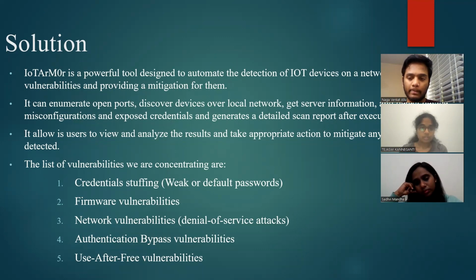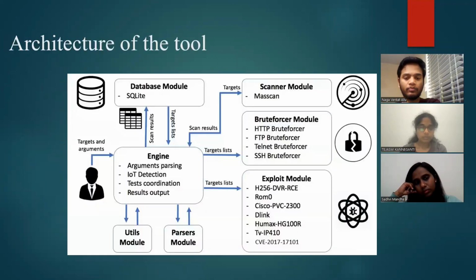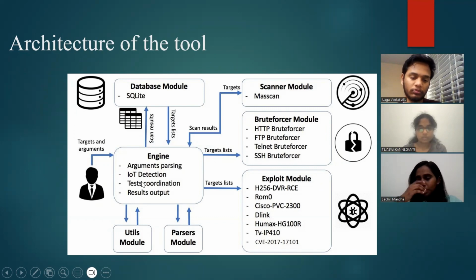And coming to the architecture of the tool, this is the architecture of the tool. Here, starting with the engine, it is the central part of the tool. It coordinates with all the other modules, which includes sending the command line inputs to the util module, routing the data from the scanner module to the parser module, and sending the parsed data to the DB module.